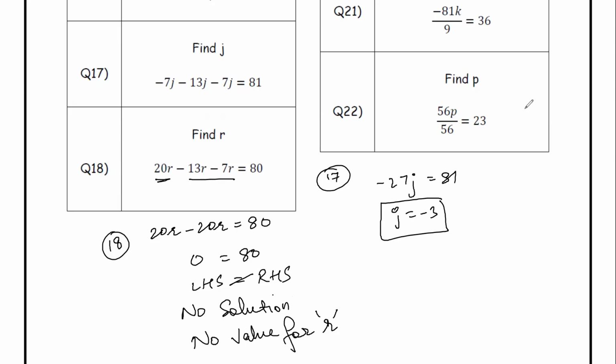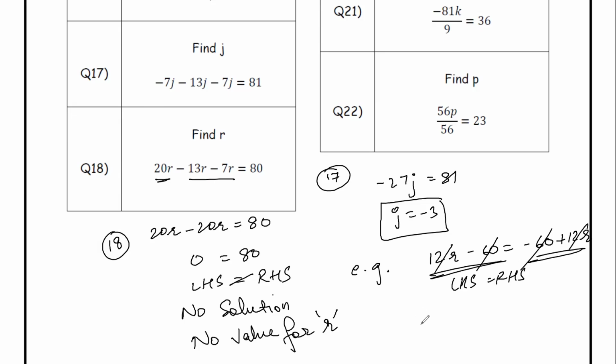In my previous videos from Algebra Set A to J, I have discussed these kinds of equations. There is a case where left hand side is equal to right hand side. An example to show you: suppose r minus 60 is equal to minus 60 plus 12r. Now, negative 60, negative 60 cancels out. Basically, the left hand side is equal to right hand side. They both are identical terms.